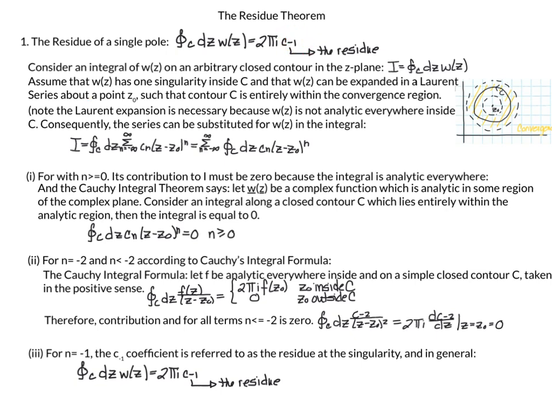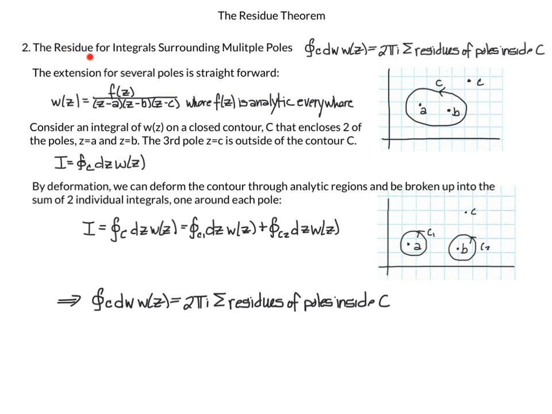We are going to go straight into considering the residue for integrals with multiple poles because it is a natural extension. So if we have w of z equals f of z over z minus a, z minus b, and z minus c, where the numerator, f of z, is analytic everywhere, we have poles at a, b, and c. Let's consider the case where a and b are interior to our curve C, and the singularity point c is outside the curve C. We want to know the integral over C of w of z.